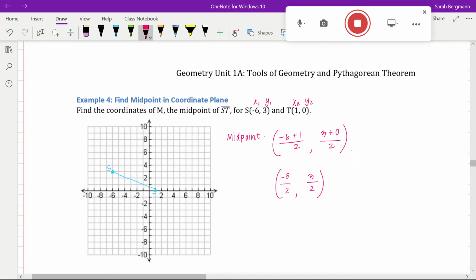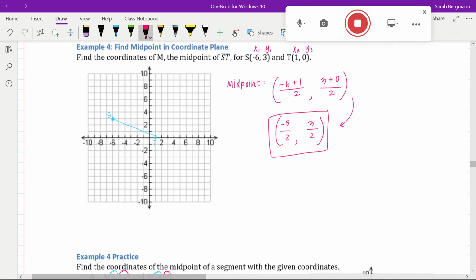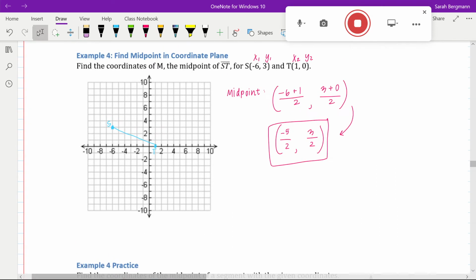And we can go from here. We can leave our answer in fraction form, or we can put them as decimals. So we could change it to negative 2.5, comma 1.5 if you'd like, but the fraction form was just as good.